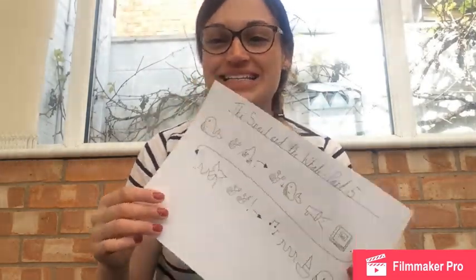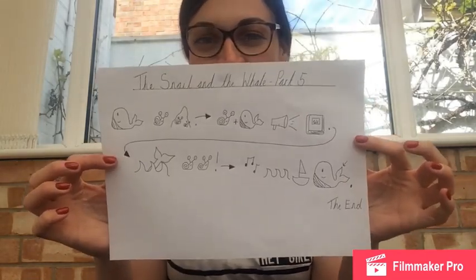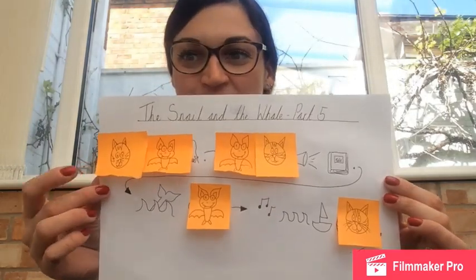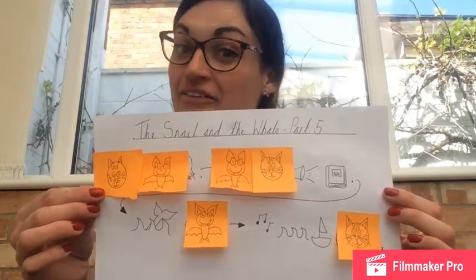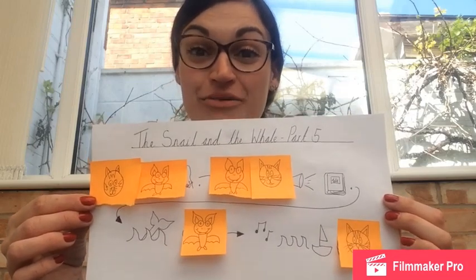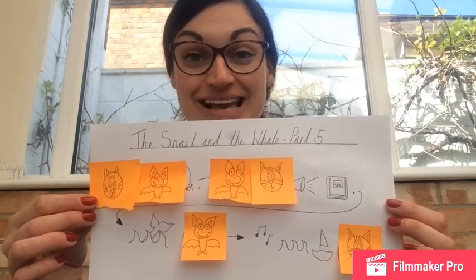What do I need to do to my map now? Yes, I need to change all of my snails and all of my whales back to my bat and my cat. Let me do that now. Right, so here is my new map with my characters back on. I've kept it the same with my bat and my cat. So when I read my story all the way through, it will make sense. So make sure you do the same on yours.